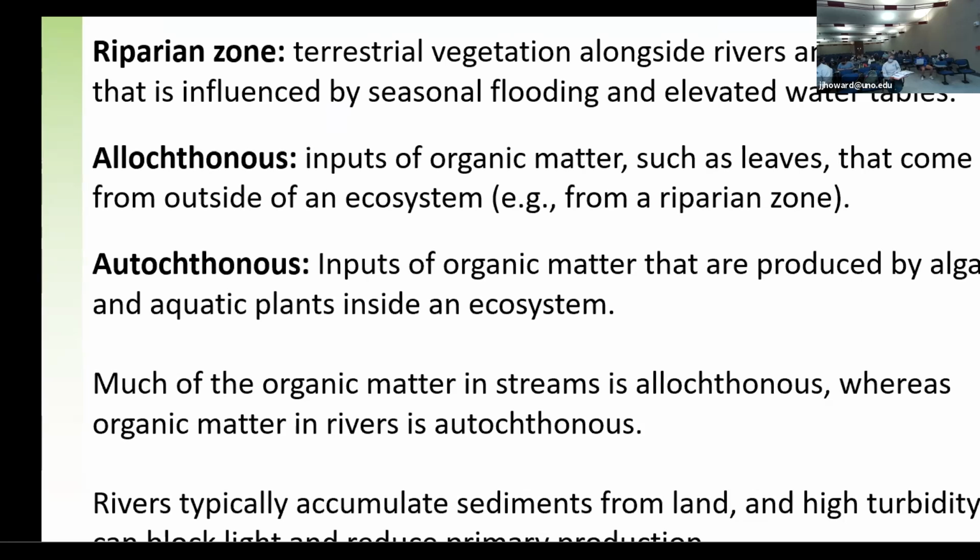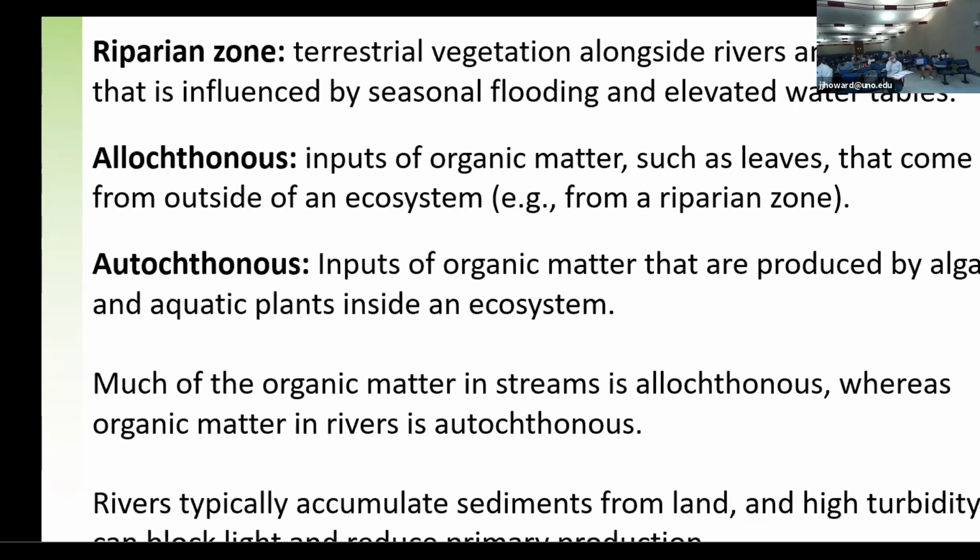So if it comes in from outside, we call it allochthonous, okay? So it's washed into a flowing stream or river from the riparian zone. If it's autochthonous, it's the plants that are already in the system that are producing the primary production.